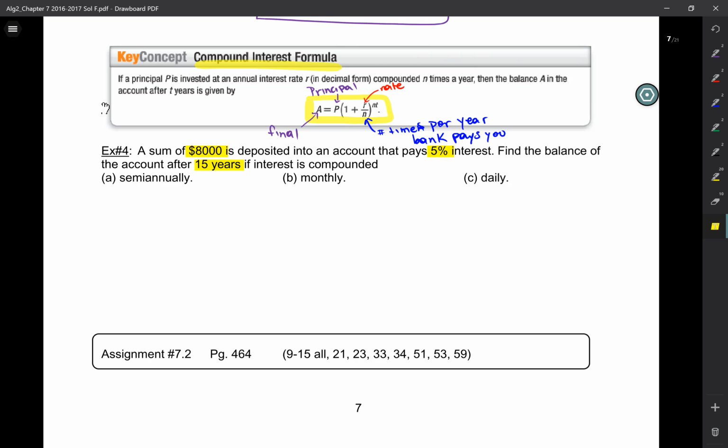All right, so let's just write down the information given here. What's $8,000? What variable is the $8,000? P.